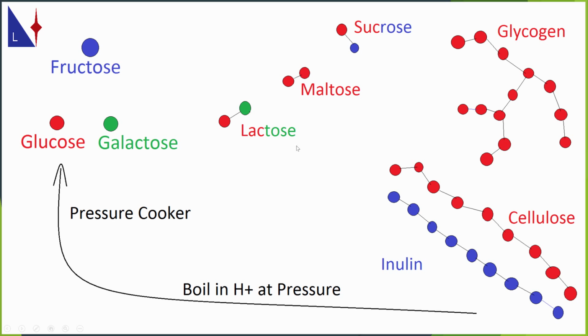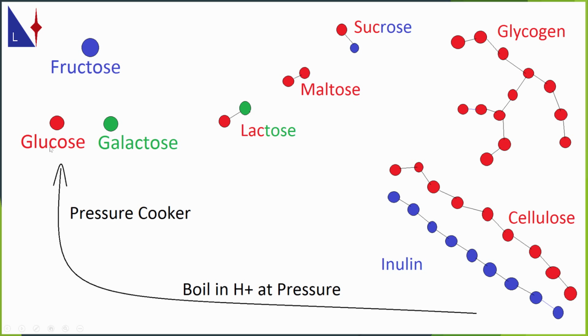Now coming to disaccharides, the first one is lactose. Lactose is formed by addition of glucose with galactose. So this one is found in milk. This is maltose. If we join two glucose units together, it will form maltose. And sucrose is formed by addition of fructose with glucose. Sucrose is a normal sugar that we get in our homes.